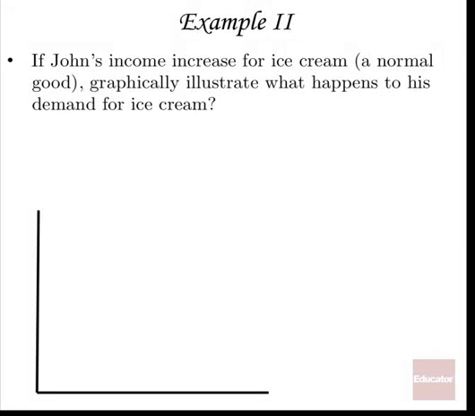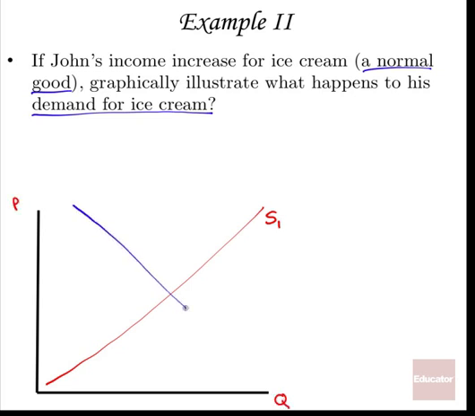Let's take a look at example number 2. If John's income increases for ice cream, a normal good, if you have more money, you're going to buy more ice cream, graphically illustrate what happens to his demand for ice cream. Well, let's take a look. So here's the supply of ice cream. And here's the demand for ice cream.